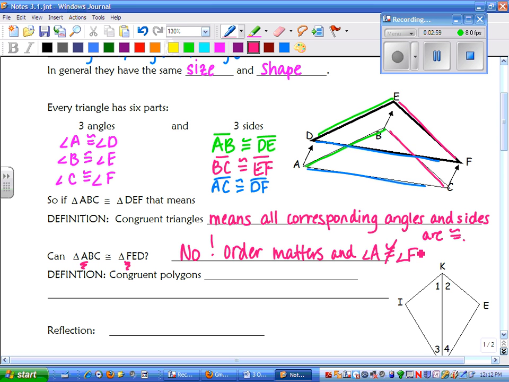Alright, moving on to congruent polygons. What is a polygon? Polygon is what you say when your pet carrot flies away. Polygon, polygon, polygon. Get it?